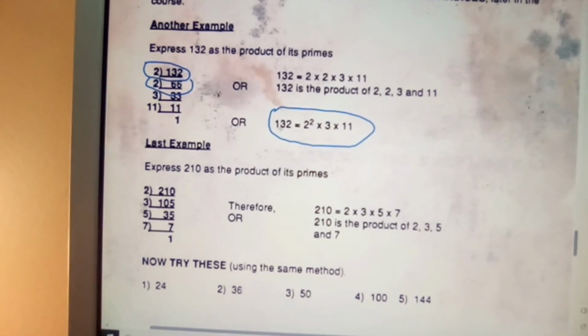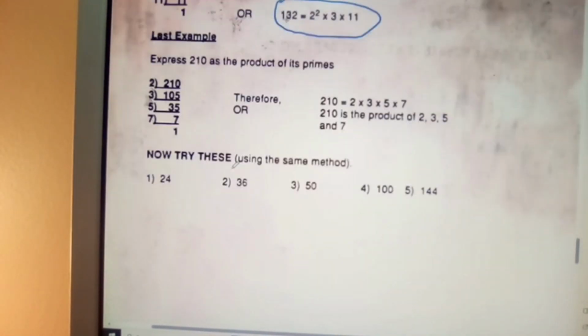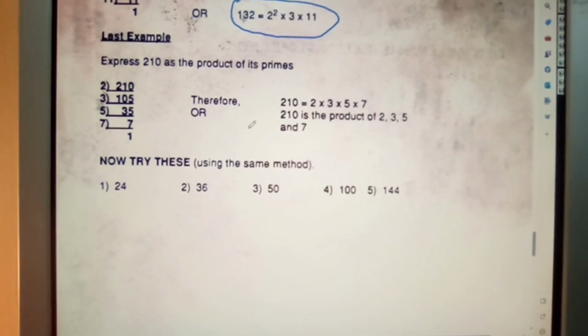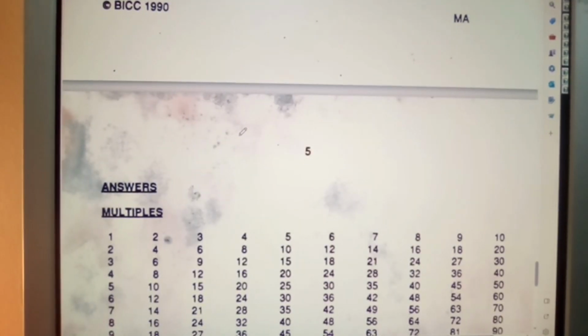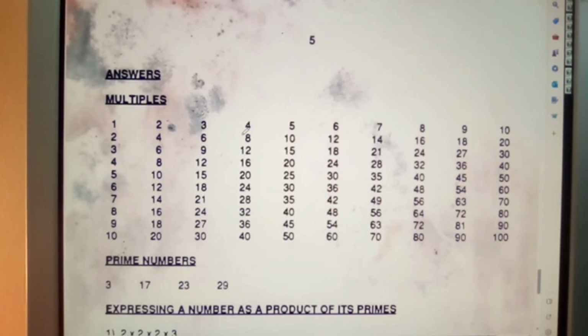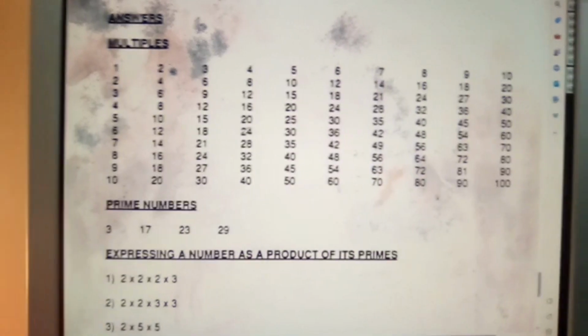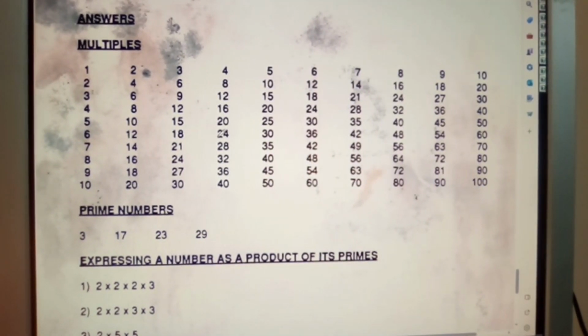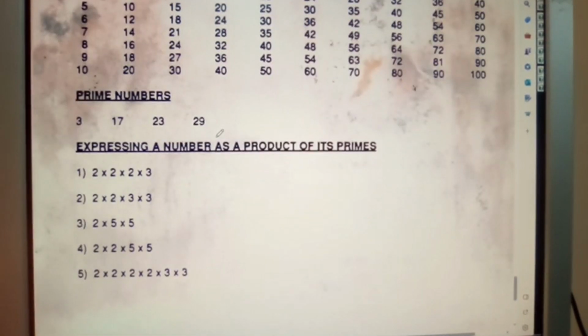Okay, and let's look at the next example. Again, 210 as the product of its prime factors. Okay, and again, write these out for yourselves so that you can see and know what you're meant to be doing. Okay, and these here again are for you to do yourselves. Answers: multiples. Now these are the answers to what you've been asked.